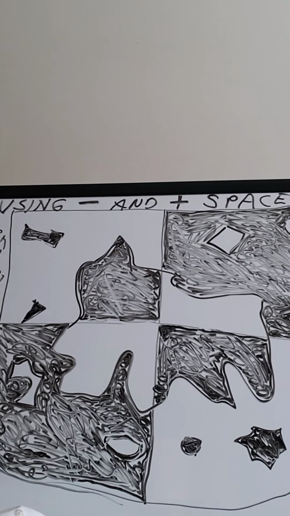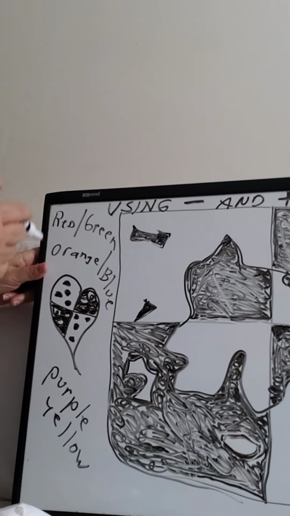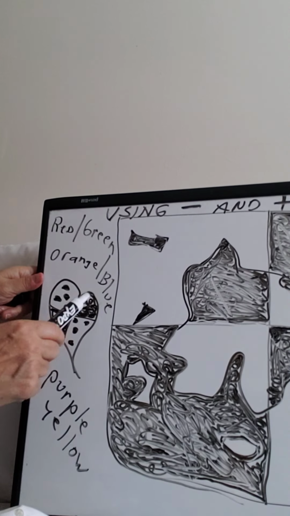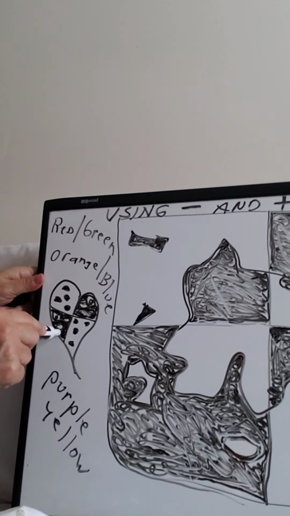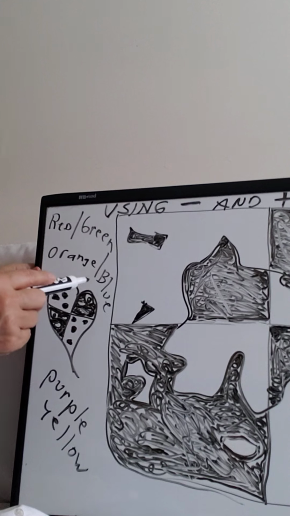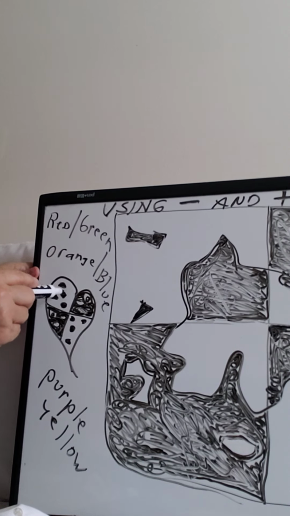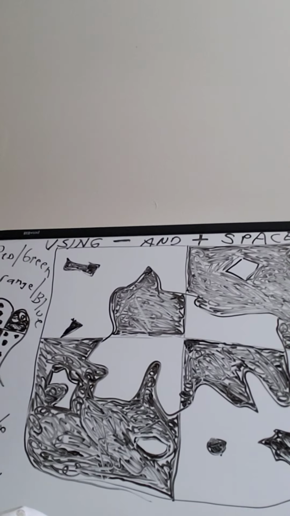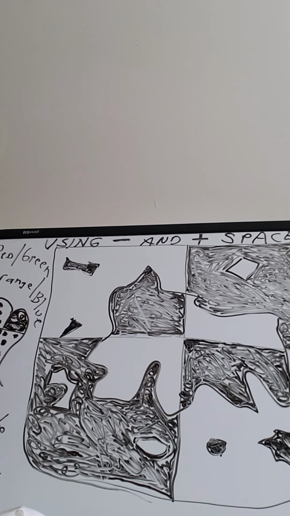Okay. So once you do the black and white one, if you want to do another one, maybe you want to do your heart in red and green or orange and blue. So like this part here would be green, this would be green, and the dots could be red. That would make them opposite, okay? And there it is, my friends. Using negative and positive space in art.